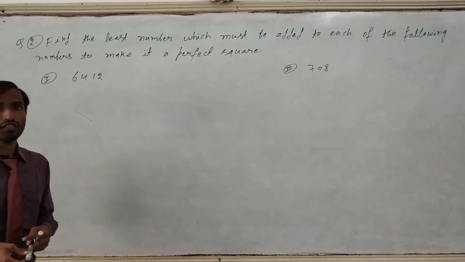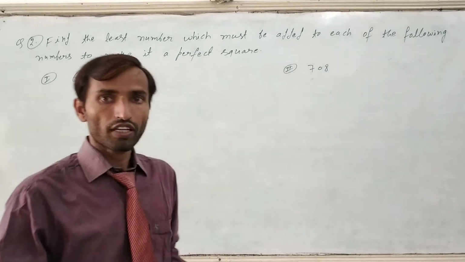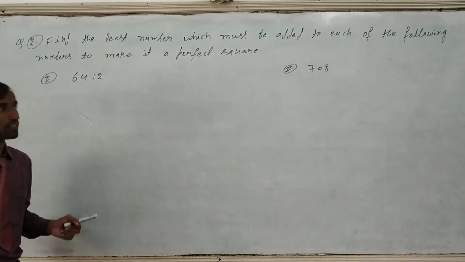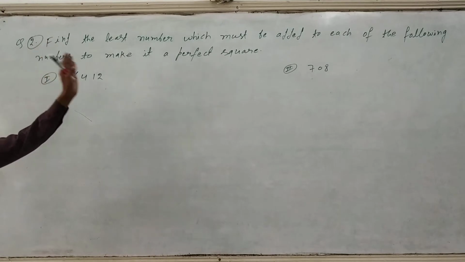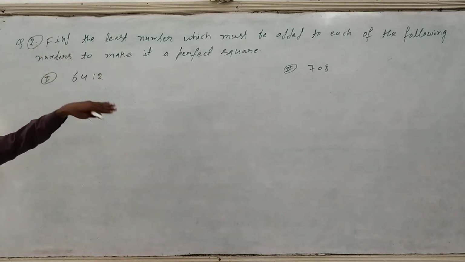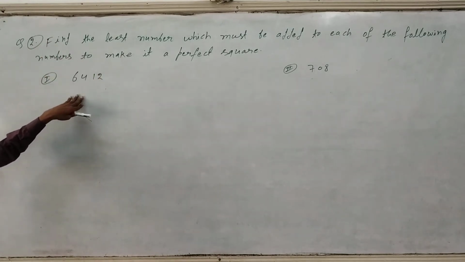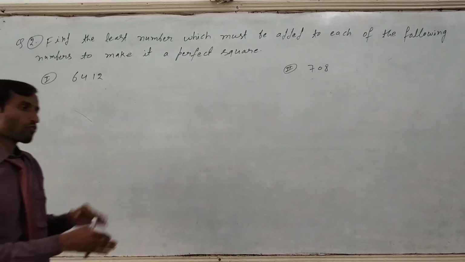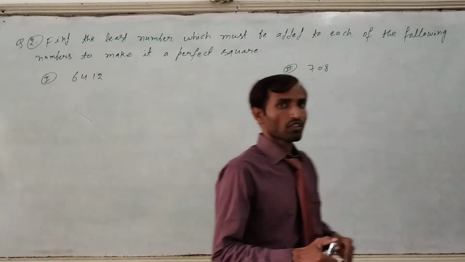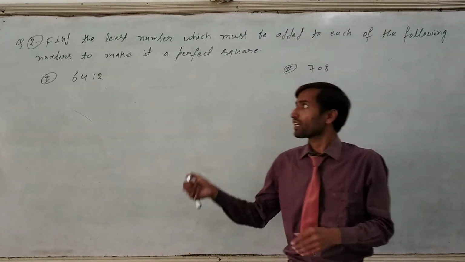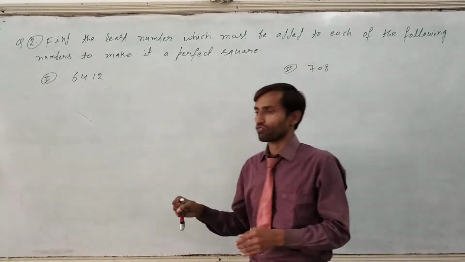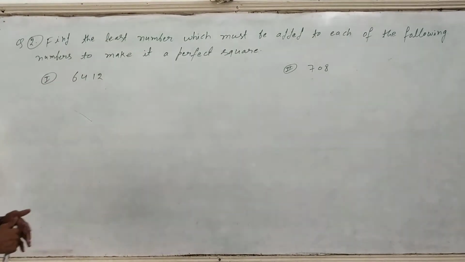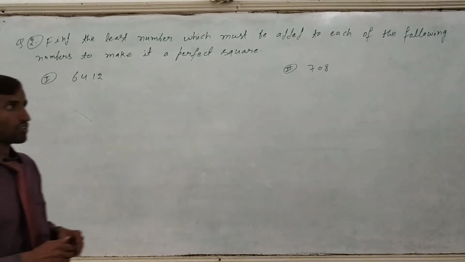In the previous question, it was given to find the least number that will be subtracted. Then this question is asking to find the number that must be added to make a perfect square number. It is not a perfect square number, so we have to make a perfect square number. In that case we have to add. By adding this number, it will become a perfect square number.